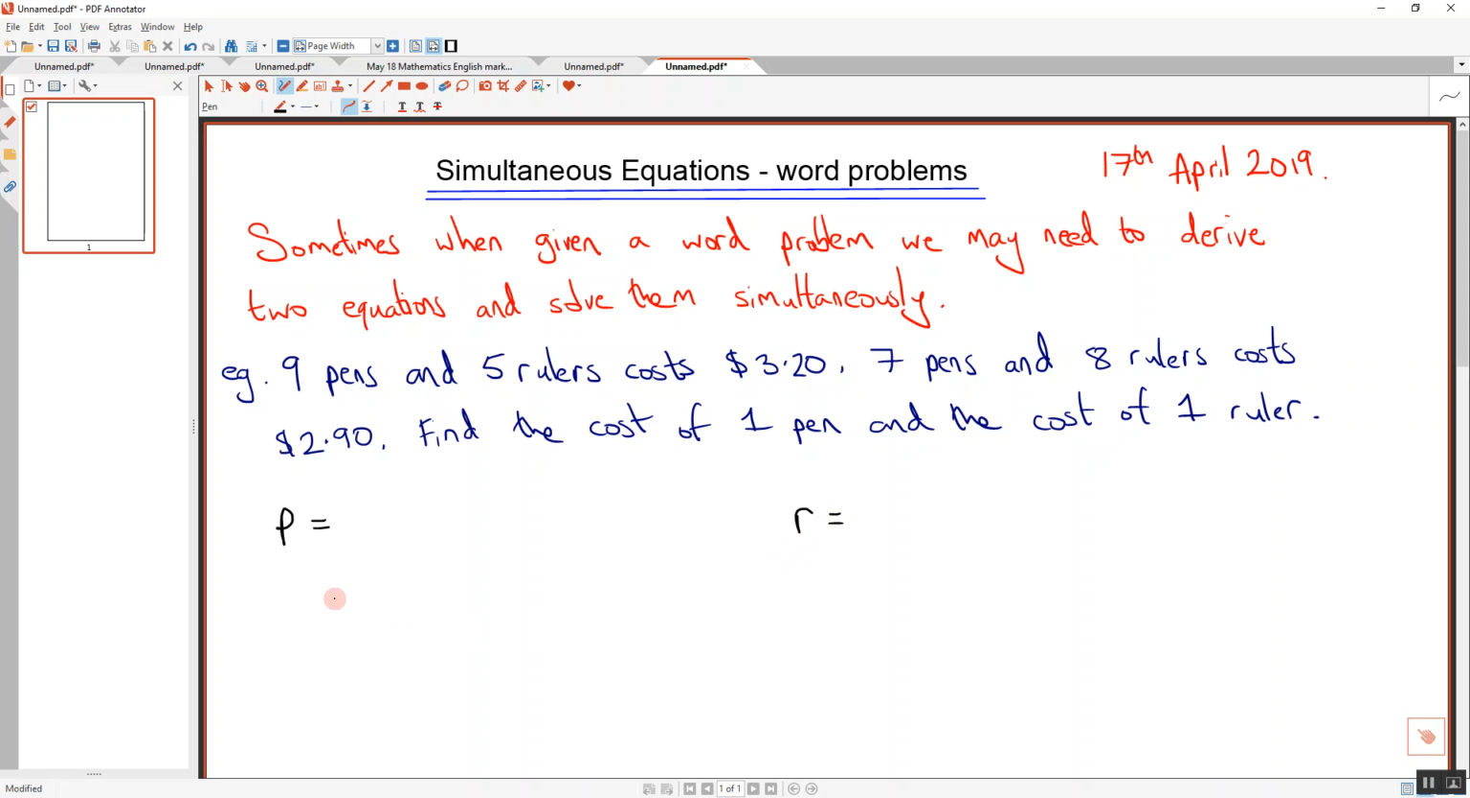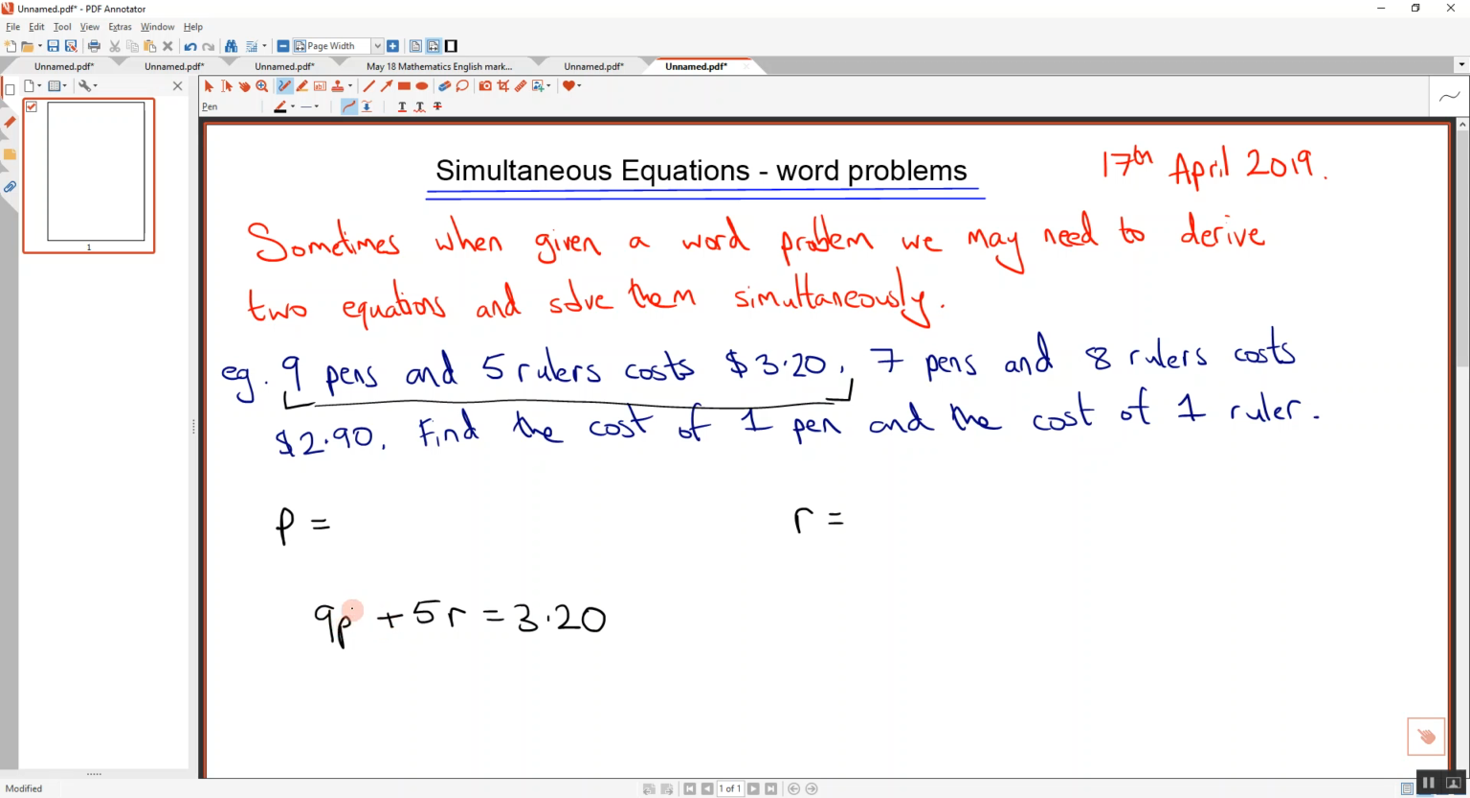Okay, can anybody tell me what an equation could be using this first bit of information? Delia: 9p plus 5r equals 3.20. Right, 9p plus 5r equals 3.20. Can we stop writing? I'll let you finish in a second. Where did you get this from? Because it's 9 pens and 5 rulers. Okay.